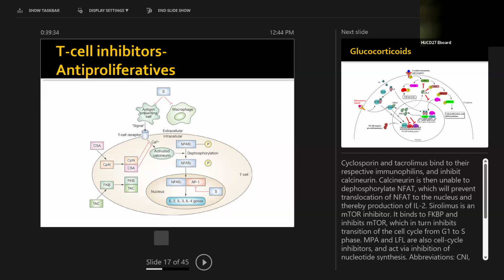Tacrolimus and cyclosporin. The only difference between the two is the binding protein. For the tacrolimus, you have the FKB. For the cyclosporin, you actually have the CPN. Okay. So those are the differences. But knowing that, in sirolimus you have a blockade of the antigen presenting cell and the macrophage. For the cyclosporin and for tacrolimus, you have blockade of the activation of the calcineurin. Okay, that's what you should get out of this slide.